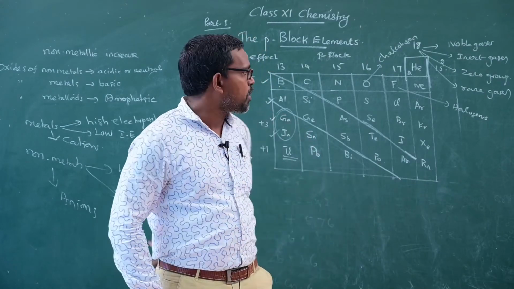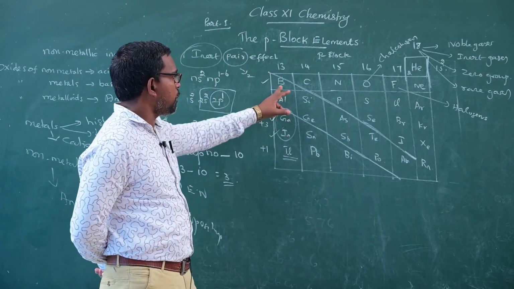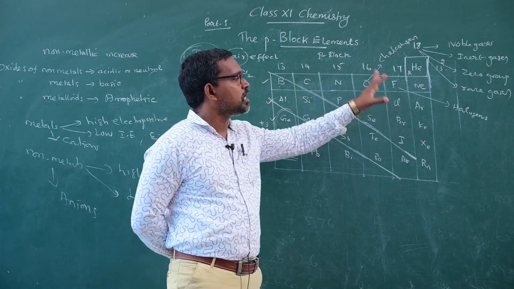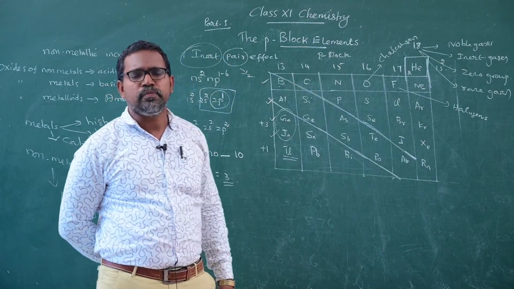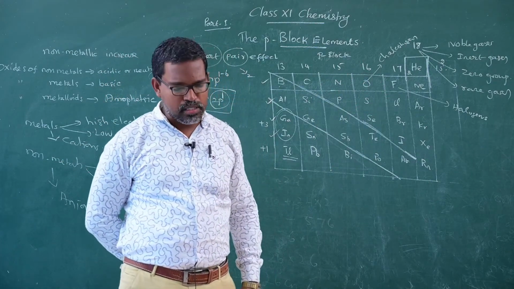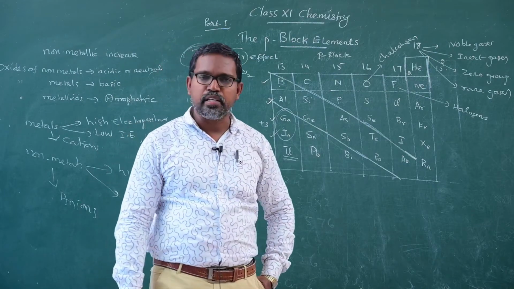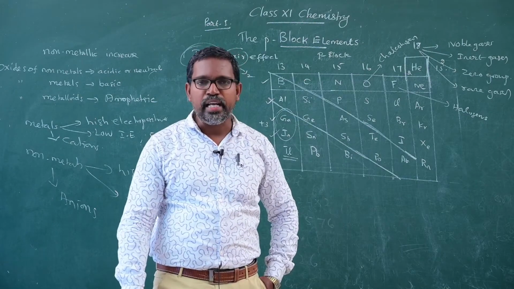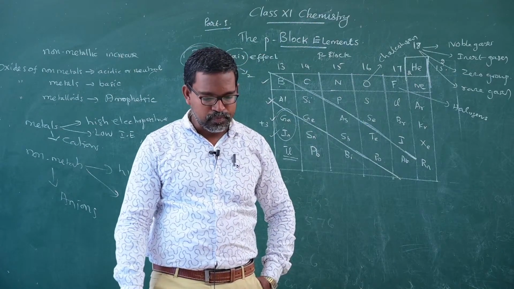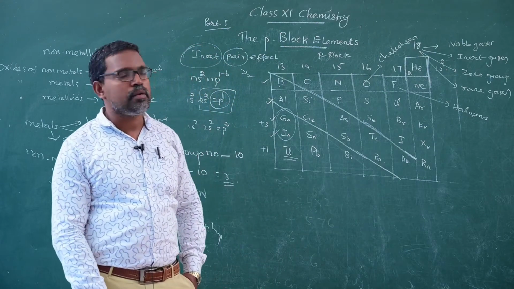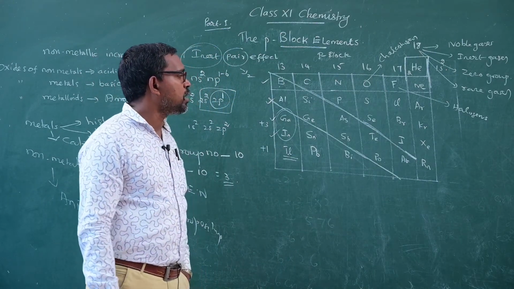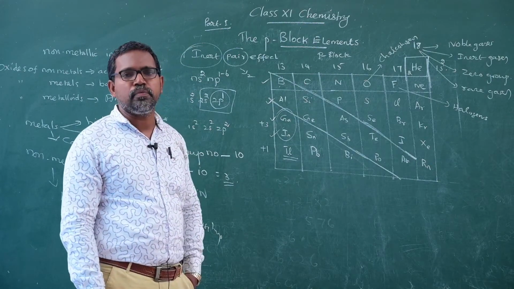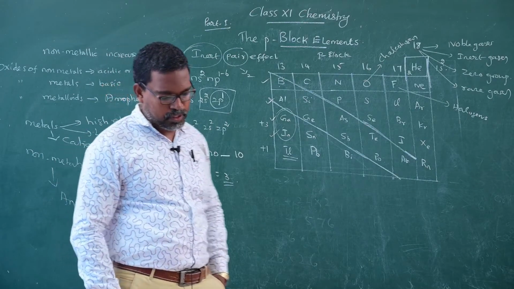I already told you the first element of each period, each group, especially boron, carbon, nitrogen, oxygen and fluorine, entirely differ from the rest of the family members because of the smaller size of an atom and its ion, high electronegativity and absence of d orbitals in their valence shell. So the first elements entirely differ from the rest of the family members.